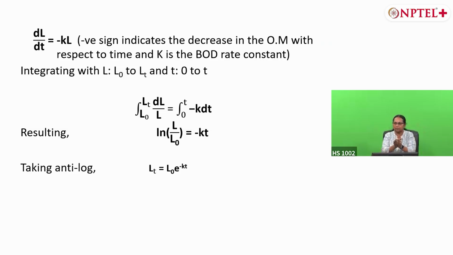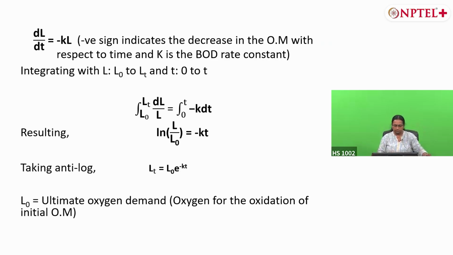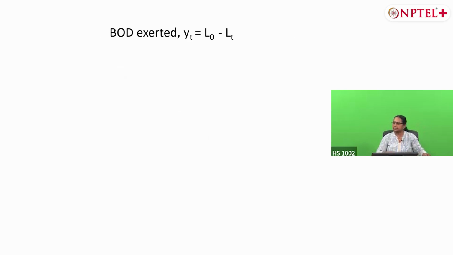So what is the organic matter consumed during the time t? That will be equal to L0 minus Lt. So that is your BOD exerted. L0 is the ultimate oxygen demand, and Lt is the BOD remaining. So BOD exerted is equal to L0 minus Lt. It is a very simple equation.